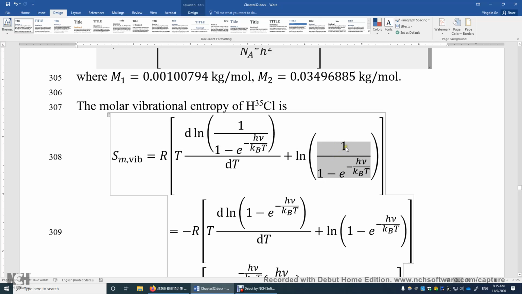Again, we are using a zero reference. We assume the lowest possible vibrational energy is 0 here and here. We do not take that constant zero-point vibration energy into account. If we take that into account, this one should be replaced by e to the power of negative half h nu over kBT. But again, the third law of thermodynamics is based on an assumption that the zero reference is the 0 K internal energy, which includes the zero-point vibration energy and the electronic energy at 0 K.